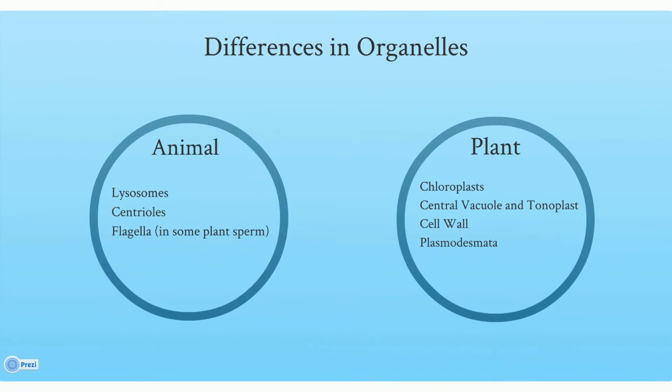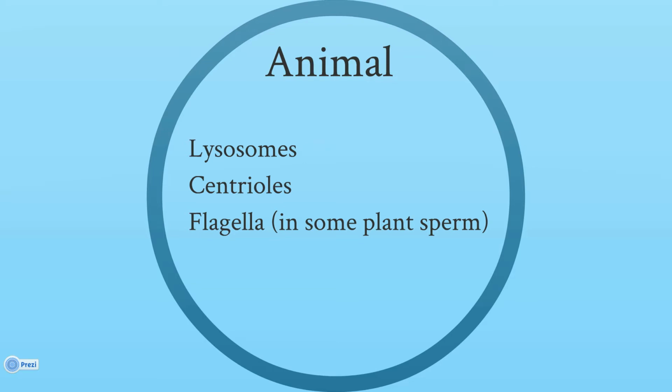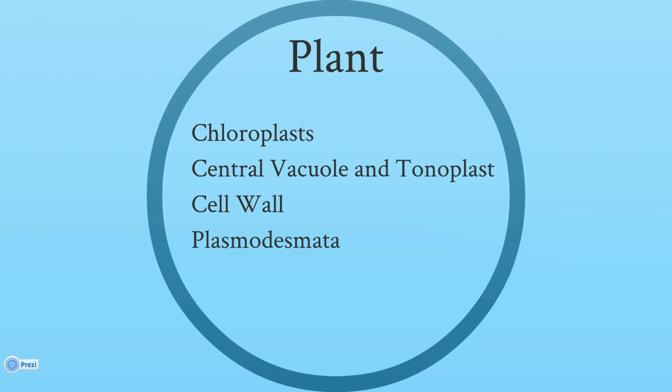Now, the differences in the organelles is that the animal cell has lysosomes, centrioles, and a flagella. Now, the flagella sometimes shows up in the plant cell, mainly in the plant sperm. And then the plant cell has chloroplast, the central vacuole and tonoplast, as well as the cell wall and the plasmodesmata.